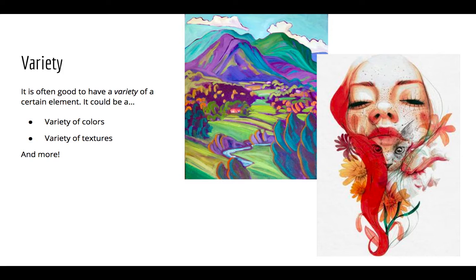First one is variety. It's always good to have a variety of things going on in your piece. You don't want too many, but like a good variety. So here in this landscape painting, there's a variety of colors going on. And there's also some not so realistic colors, which is kind of cool, but they all kind of stick in the same color family, but there is a variety of them, not just too much the same.